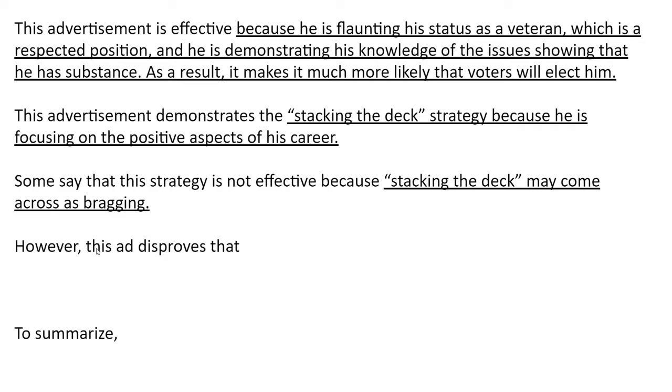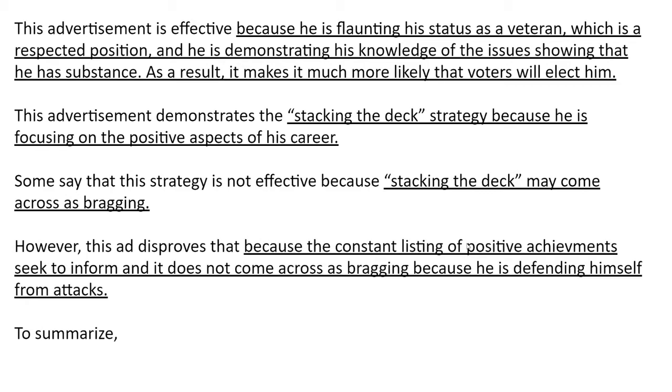And then this one here interacts with this statement simultaneously. And this is where we would get into the refuting and addressing the counterclaim. However, this ad disproves that because the constant listing of positive achievements seeks to inform, and it does not come across as bragging because he is defending himself from attacks. So I'm refuting the counter-argument, which means that these two sentences here gave me 4 points immediately.